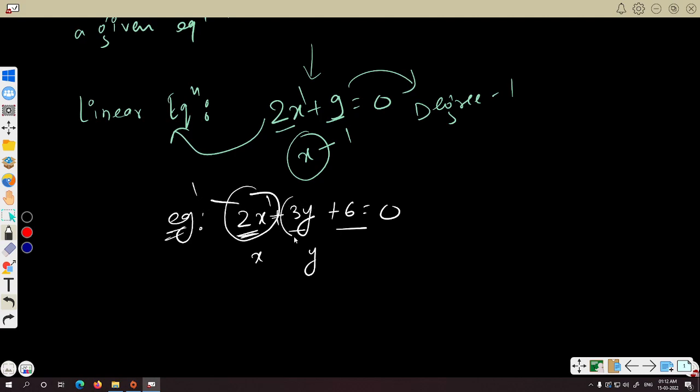Now look at the second term. This has the variable y. Its power is again 1. So this term's degree is again 1. So any equation which has two variables and both the variables have their power as 1, this equation can be regarded as a linear equation in two variables. I hope this is clear to you. Now we'll move on to the general or the standard form to represent a linear equation in two variables.